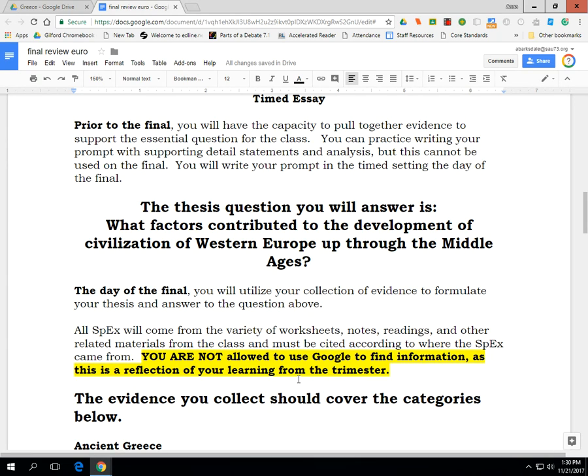Just a reminder, to prepare and to have everything you need for that day, you need to collect 8 pieces of evidence that fulfill the categories listed below. You can label that evidence into a specific category, but you're not allowed to have any other part of the writing prompt done because you're doing a writing on demand.